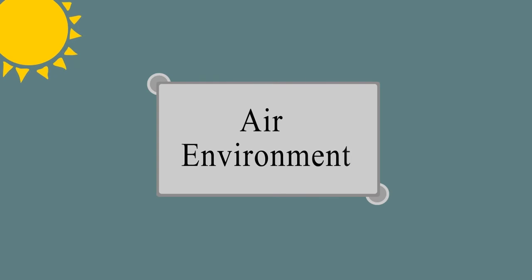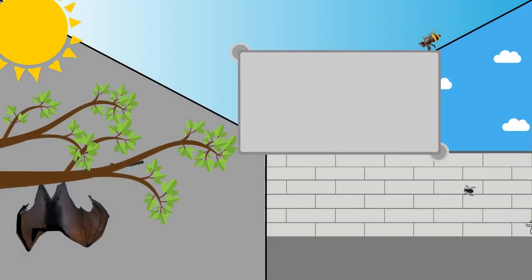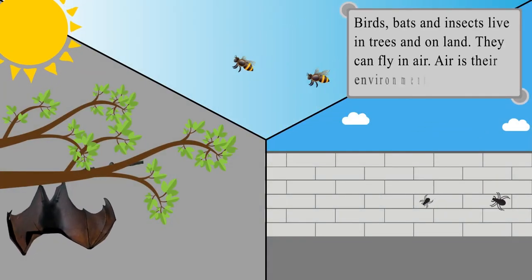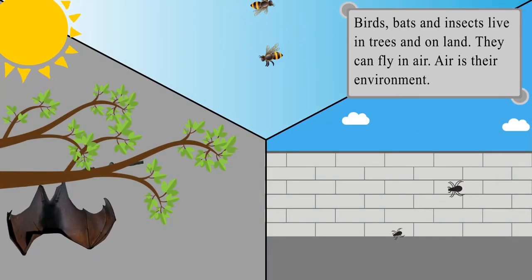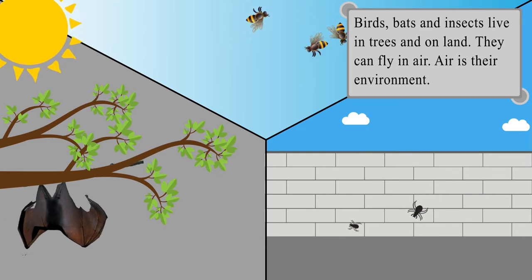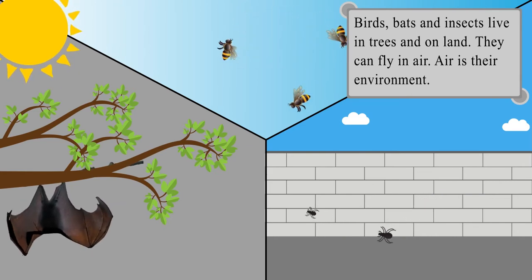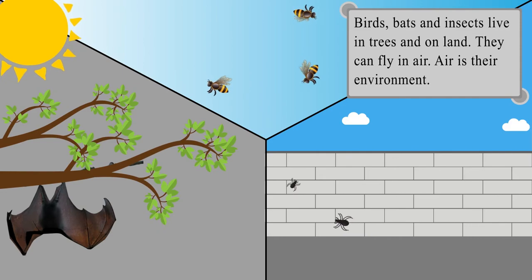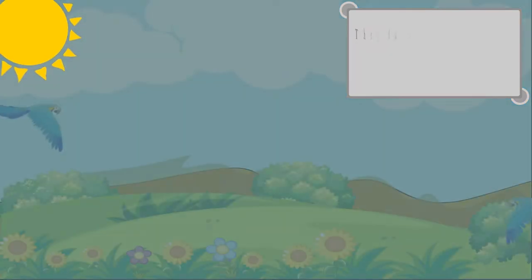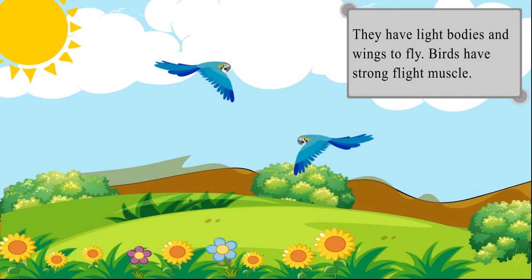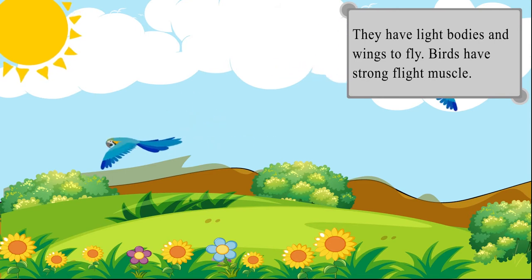Air environment. Birds, bats and insects live in trees and on land. They can fly in air. Air is their environment. They have light bodies and wings to fly. Birds have strong flight muscles.